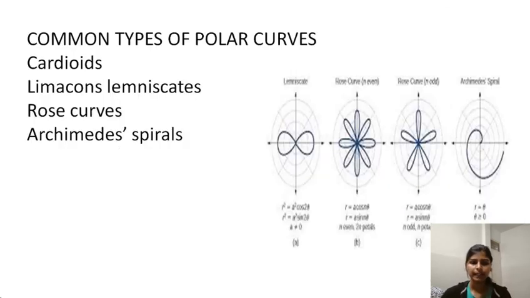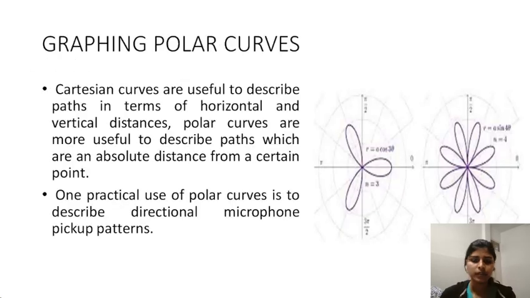Let's come to the common types of polar curves like cardioids, limaçons, lemniscates, rose curves, and the Archimedean spiral. And here, graphing polar curves. Cartesian curves are useful to describe paths in terms of horizontal and vertical distances. Polar curves are more useful to describe paths which are at an absolute distance from a certain point. One practical use of polar curves is to describe directional microphone patterns.